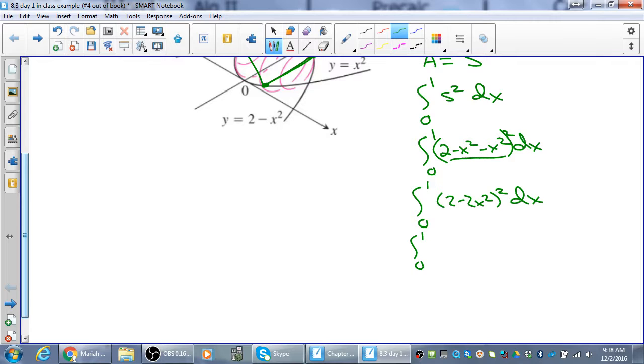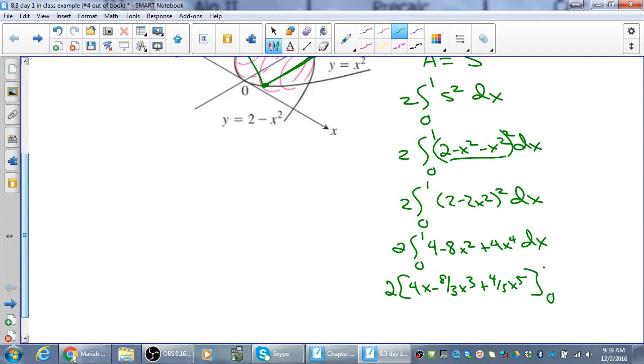Integral from 0 to 1 of, oh no, I'm going 0 to 1, but I do have to double this. I forgot. Oh, I almost forgot that. That would have been bad. Now, if I'm going from negative 1 to 1, I don't need that 2, but I'm using symmetry. All right, so we have 4 minus 8x squared plus 4x to the 4th dx. 2 times 4x minus 8/3 x to the 3rd plus 4/5 x to the 5th from 0 to 1.